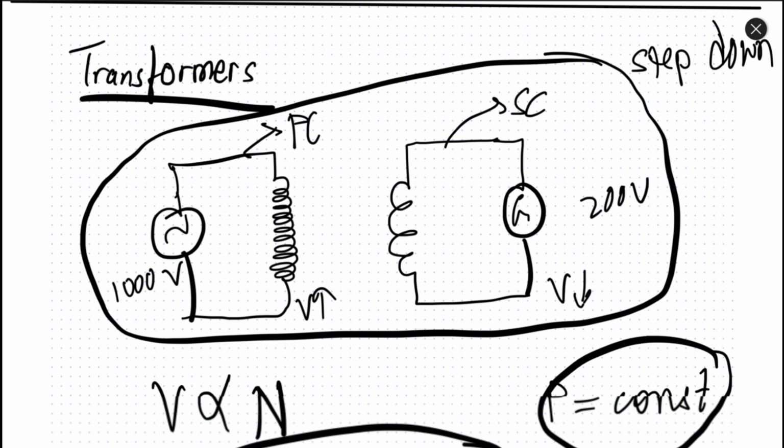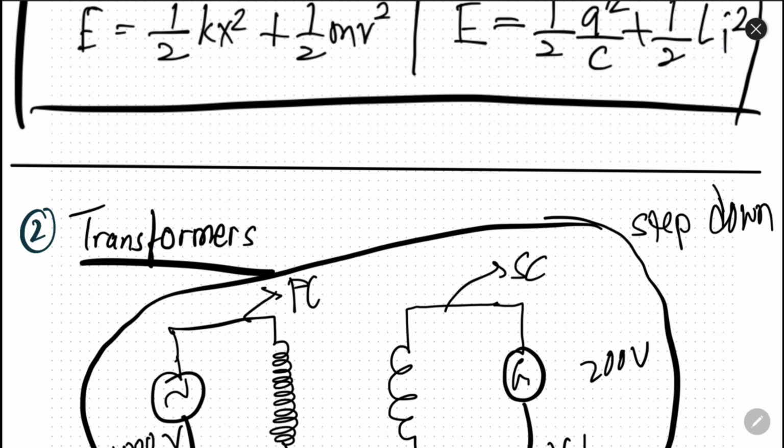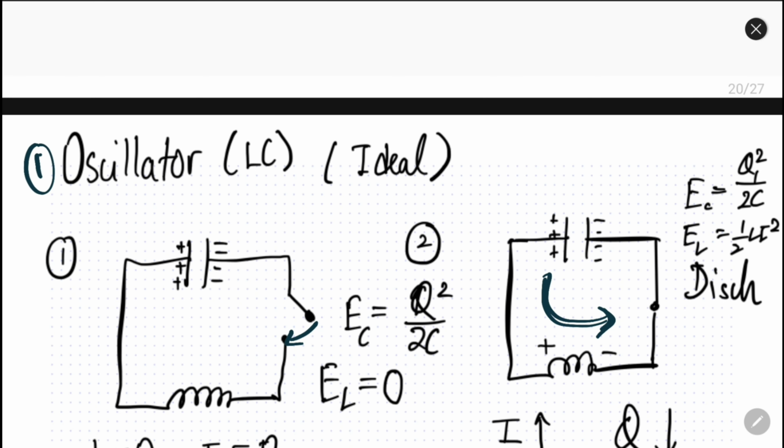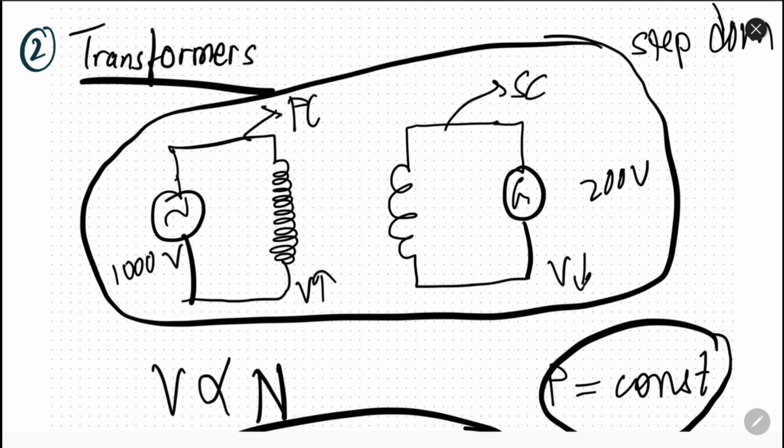Now let's start with the next device, which is the transformer. So the oscillator was our first device. After the oscillator we will start with the transformer. A transformer is a device which can increase or decrease the voltage. If voltage is decreased, we say step down transformer. If voltage is increased, we call it a step up transformer.